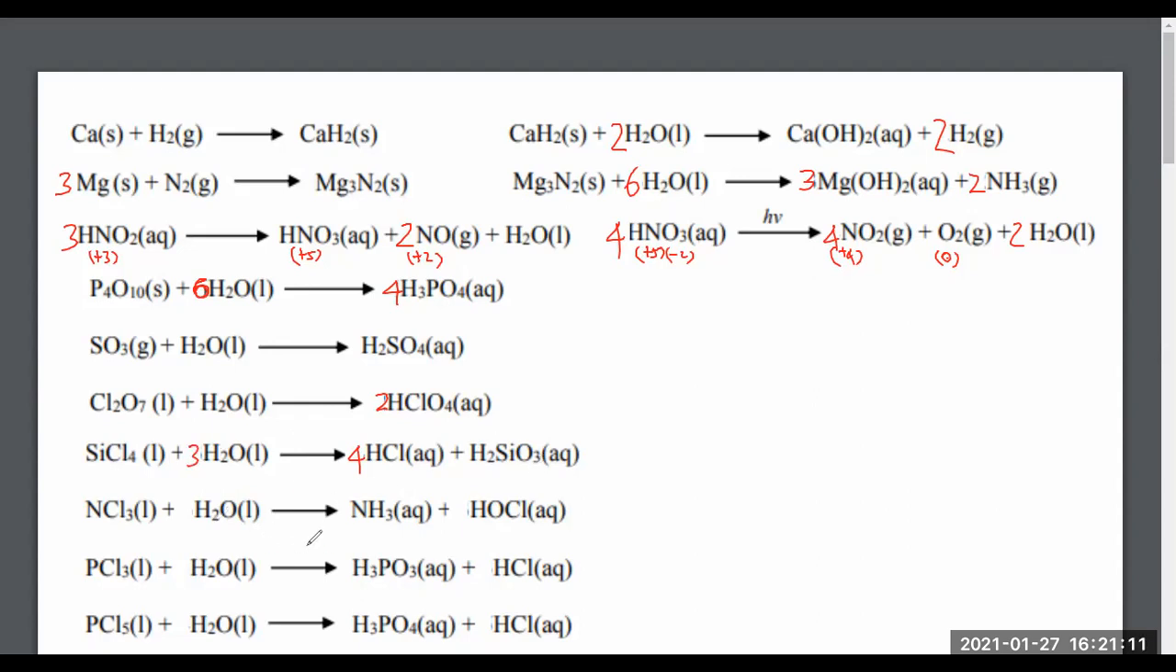And if you come to this, 3 chlorine on the left side, and definitely I will have to put a 3 here to balance it off. And hydrogen, we have 6 on the right side. Therefore, I have to put a 3 to balance hydrogen. Oxygen will be automatically balanced.